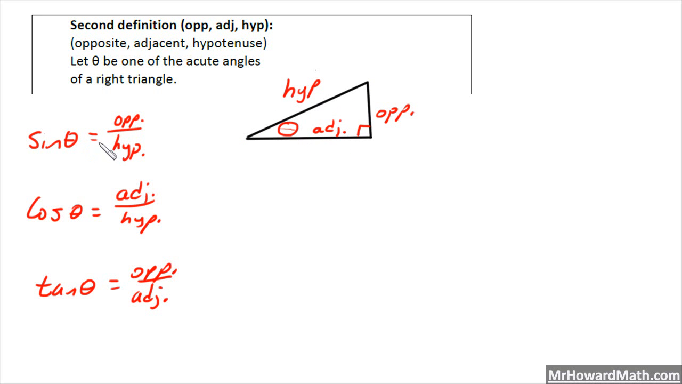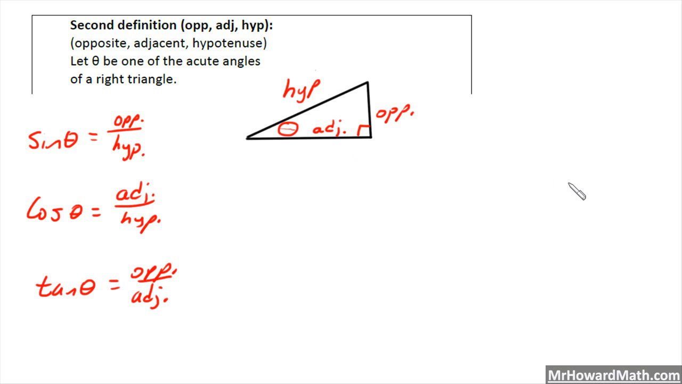So sine theta is defined as the opposite over the hypotenuse. So the length of this opposite side divided by the length of the hypotenuse, in this case, defines sine theta. Cosine of theta is the adjacent side divided by the hypotenuse side. Again, these would be values. Tan theta is the opposite side divided by the adjacent side, and those would be lengths in this case.